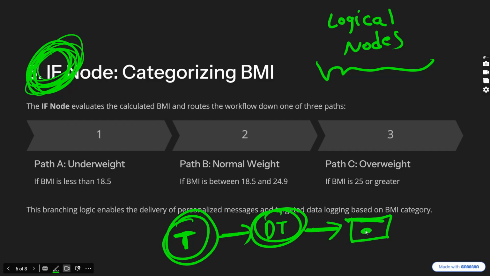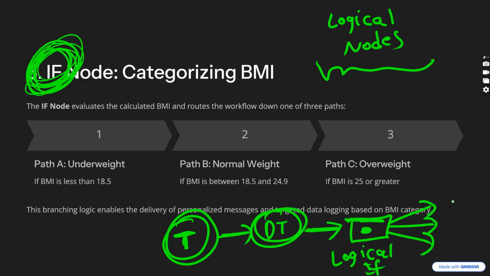So here we mentioned a logical node, that is nothing but the if node in this example, and we are telling that if the BMI is less than 18.5, go in this direction. If it is greater than 25, go in this direction. But if it is in between, come to this particular one. Using logical nodes, we are actually splitting.